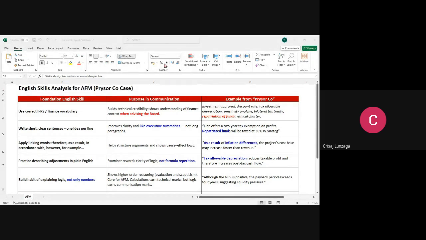Repatriated funds will be taxed at 30% in Morteg.